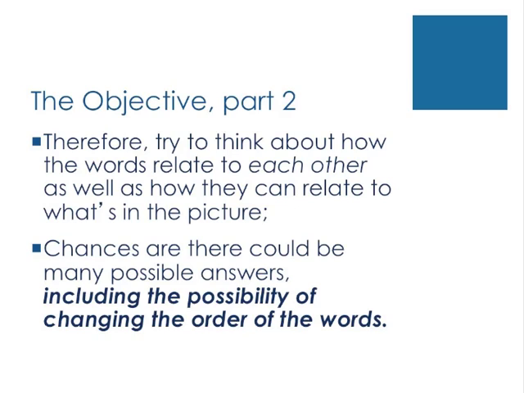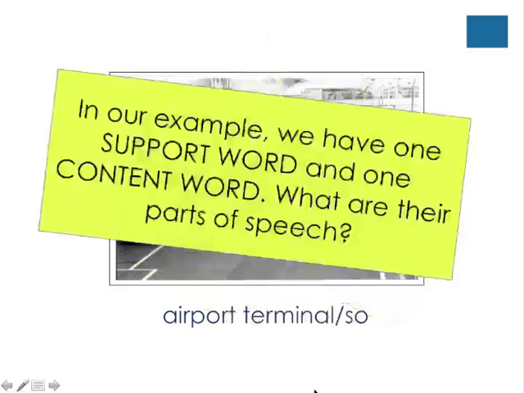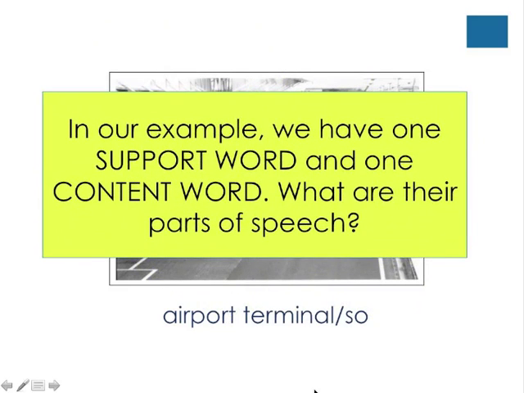So chances are there could be, and this is important, many possible answers, including the possibility of changing the order of the words. So don't just be trapped into thinking that I have to use them in the order they're given. I can change the order if I wish. So again, for airport terminal and so, I could easily use so in the first part and airport terminal second. But in this case, let's think more about just the words themselves.